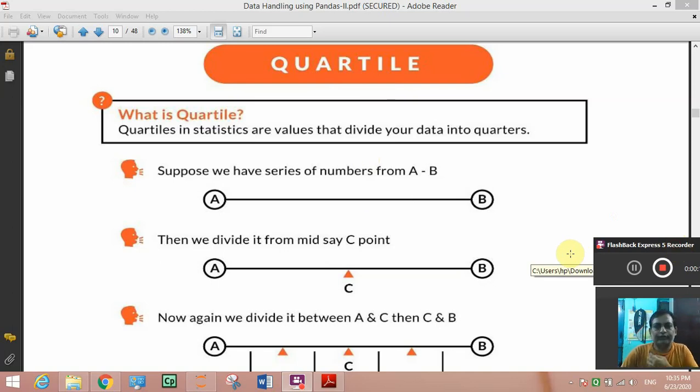Hello students, today we are going to see what is quartile.